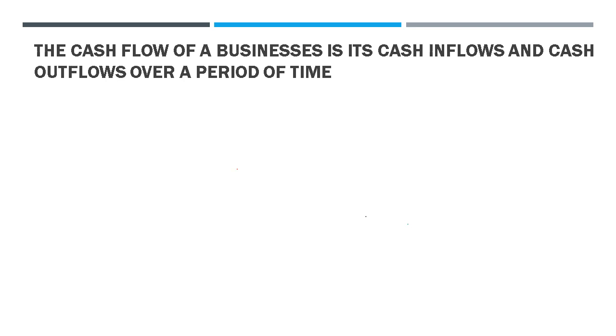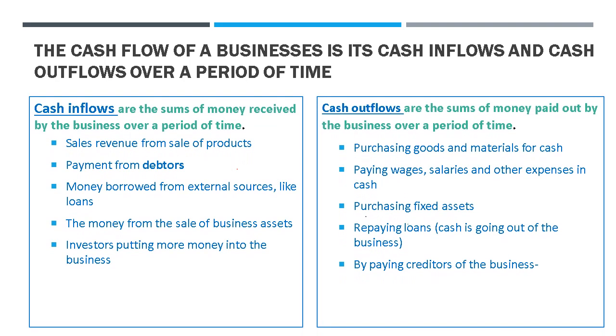The cash flow of a business is its cash inflows and cash outflows over a period of time. What are cash inflows? These are the sums of money received by the business over a period of time. In simple words, cash inflow is the cash income to the business.